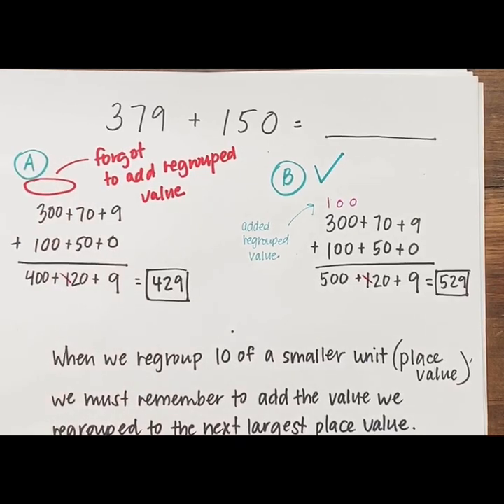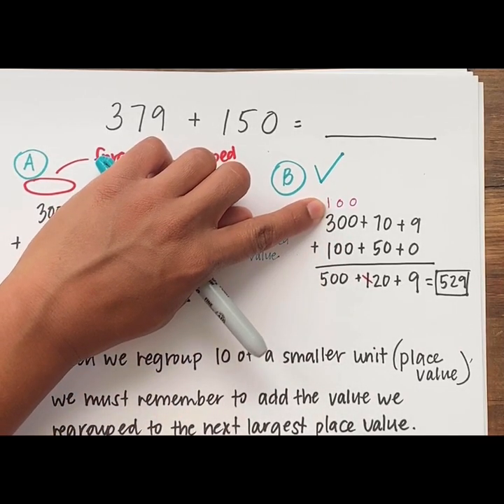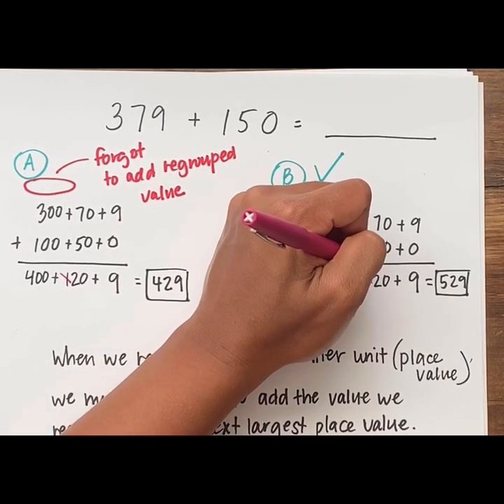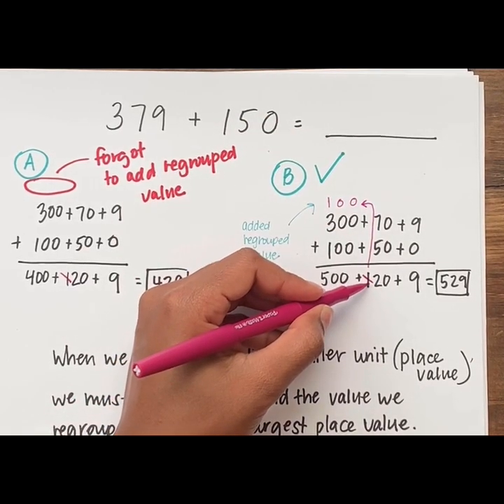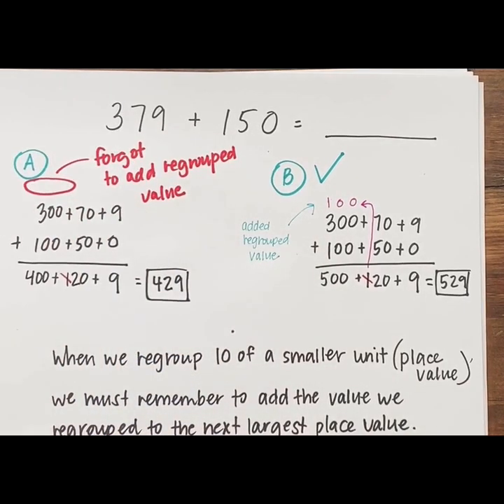When we regroup 10 of a smaller unit or place value, we must always remember to add that value we regrouped to the next largest place value. If you have a tough time remembering it, a strategy that some friends use is just drawing an arrow from the value that you regrouped to the place where it needs to go. That might help you remember to always add the value we regrouped to the next largest place value.